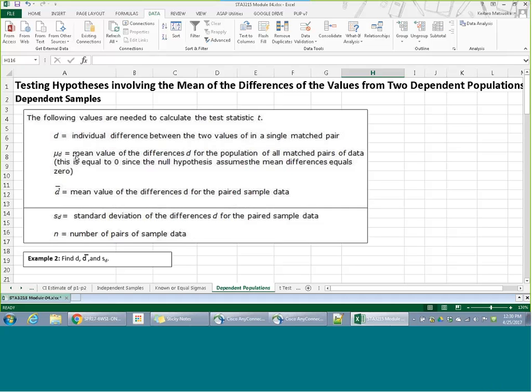Mu d is just the mean value of the differences d for the population. Typically we assume this to be 0 because we assume there are no differences. So d bar is the mean, or the average, of all the d's we're going to calculate. And s d is the standard deviation of the differences d. And n, as usual, is the number of pairs in the sample data. So let me show you how to calculate d, d bar, and then s d.